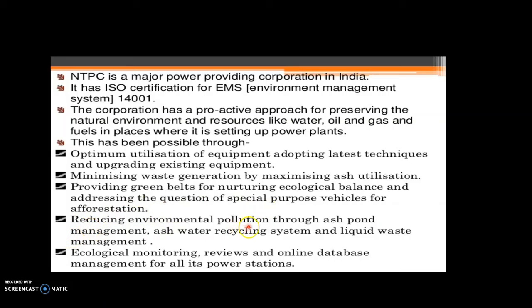reducing environmental pollution through ash pond management, ash water recycling system, and liquid waste management. Last one, ecological monitoring reviews and online database management for all its power stations. So these are the ways put forward by this NTPC for this environment management system.